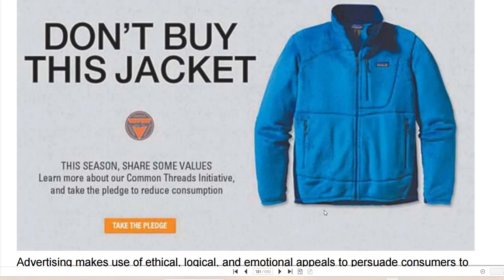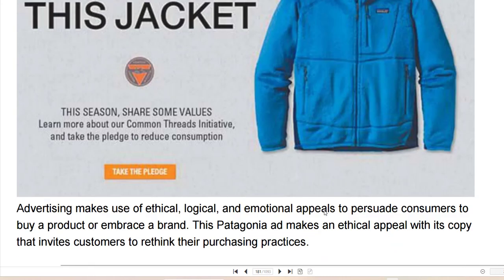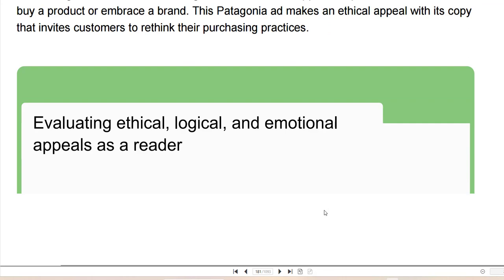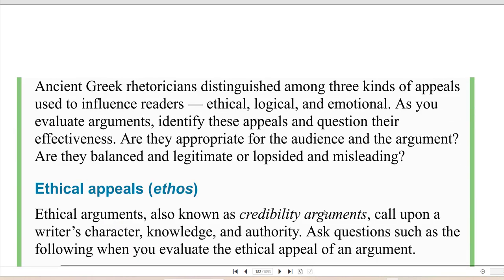Don't buy this jacket. This season, share some values. Learn more about our Common Threads initiative and take the pledge to reduce consumption. Advertising makes use of ethical, logical, and emotional appeals to persuade consumers to buy a product or embrace a brand. This Patagonia ad makes an ethical appeal with its copy that invites customers to rethink their purchasing practices. Evaluating ethical, logical, and emotional appeal.